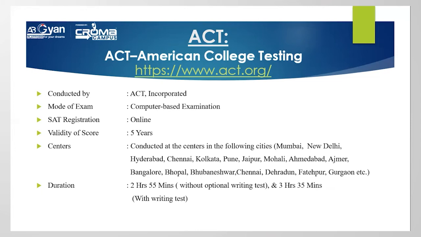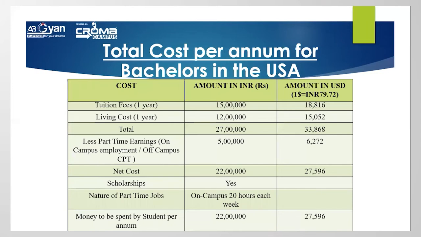Now we'll move ahead to the total cost per annum for a bachelor's in the USA. If you're going for a bachelor's in the USA, the tuition fee will be approximately $18,000 to $19,000 for 1 year. It can vary program to program. Living cost is about $15,000, and it also can be different as per your standard of living and your location. So the total cost will be around $34,000.